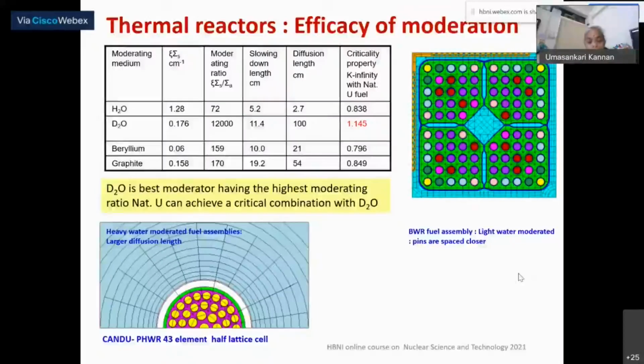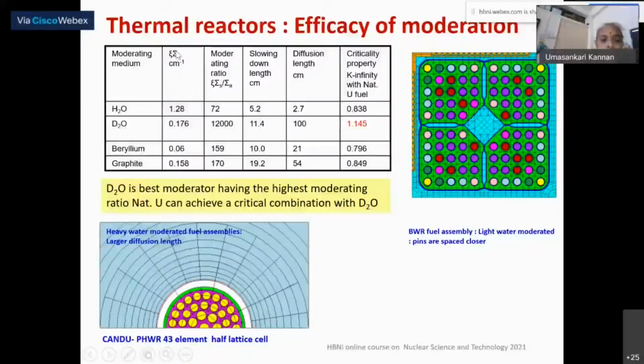Now we were talking about so many things about moderation, moderator efficacy, and the number of collisions required. Here I am giving you two examples of two different reactors. This is a boiling water reactor, which is light water, and this is a heavy water reactor, which is our Indian pressurized heavy water reactor. Here I have given you the various moderating properties and criticality property, also K infinity. Suppose I have a moderating medium, light water. This xi sigma s, that is the zeta into sigma s, is something called the moderating power of a medium.